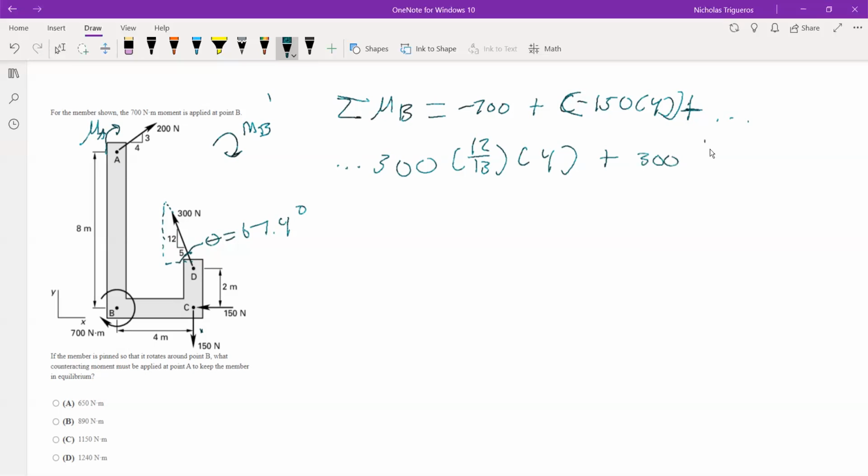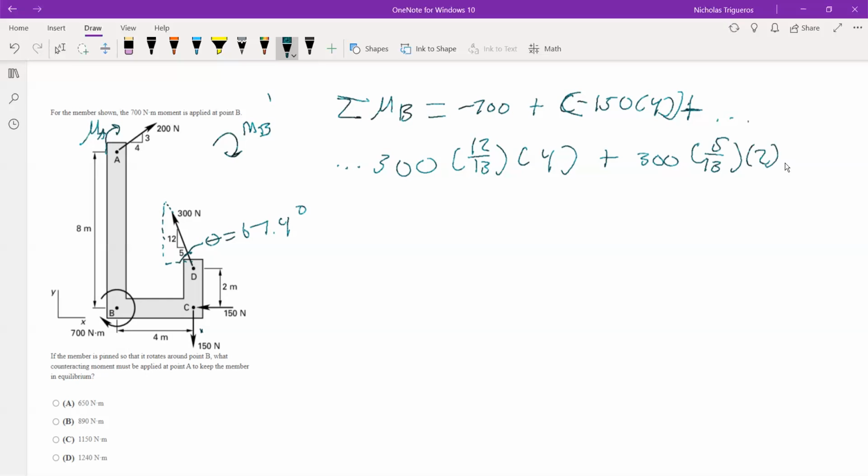We're also going to have plus, so another opposing one. Anthony, 300, what would be the x one? The x would be 5/13 times 300. Times, and then what would be the moment arm? What's the moment arm? 2, because it's in the x direction. Yeah, there you go. Nice. Nice. Let's see. What else?